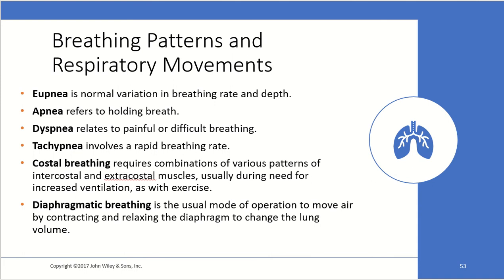Tachypnea involves a rapid breathing rate, and costal breathing requires a combination of various patterns of intercostal and extracostal muscles. This is usually during need for increased ventilation, as we would see in exercise. When you're breathing really heavy and your rib cage is expanding and compressing, that's costal breathing. We then have diaphragmatic breathing, which is the usual mode of operation to move air by contracting and relaxing the diaphragm in order to change lung volume.